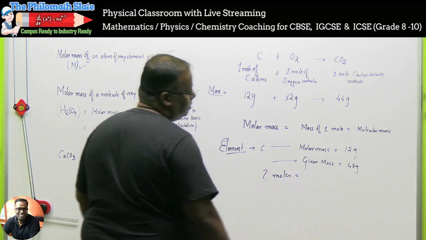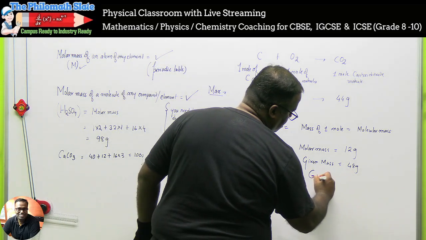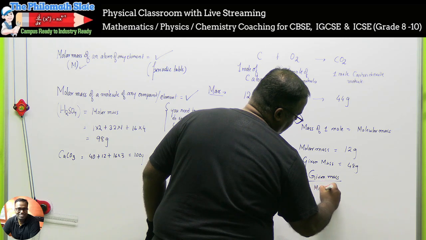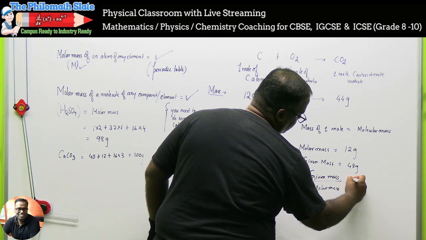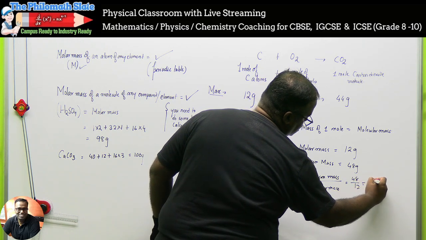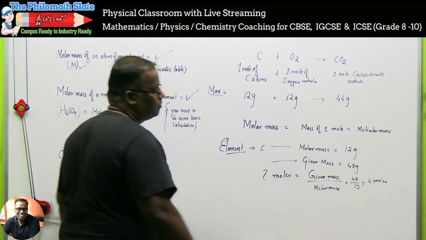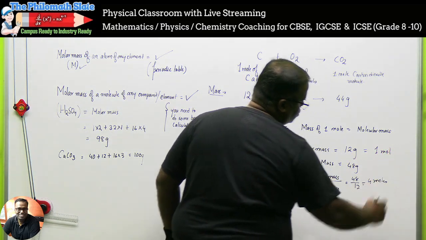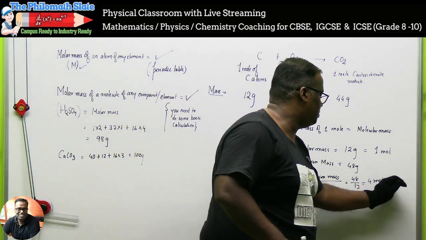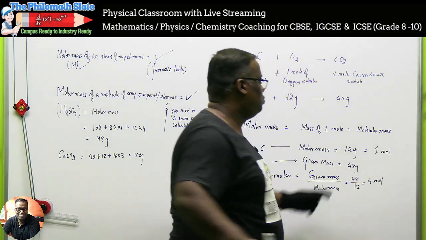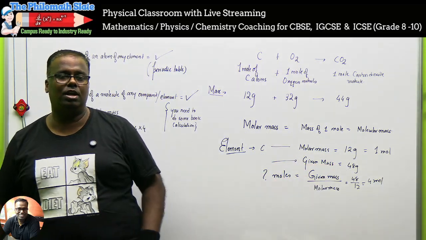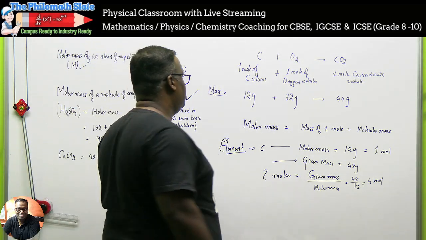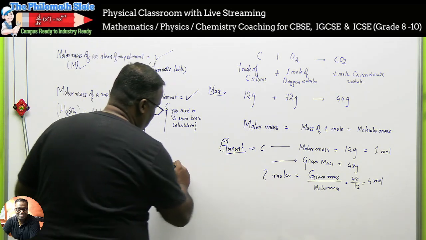How do you find out now? It is always given mass by molar mass. 48 divided by 12. She has 4 moles. 12 gram means 1 mole. So MOLES नहीं लिखते बेटा, MOL लिखते हैं. 12 gram is 1 mole. So 48 grams will be 4 moles. So formula लिख लीजिए. ये 11 तक जरूरी होगा.